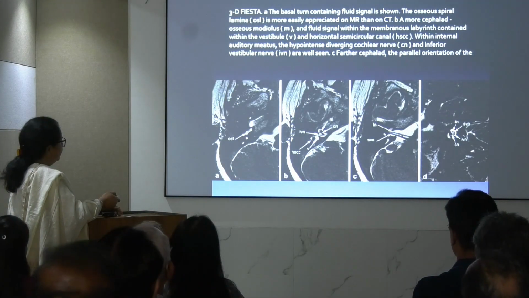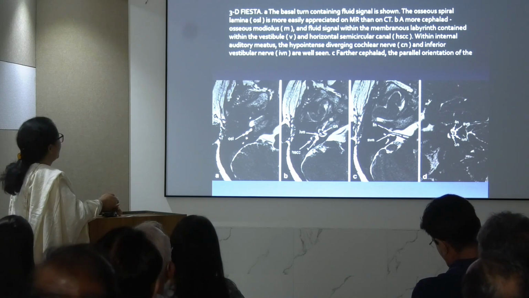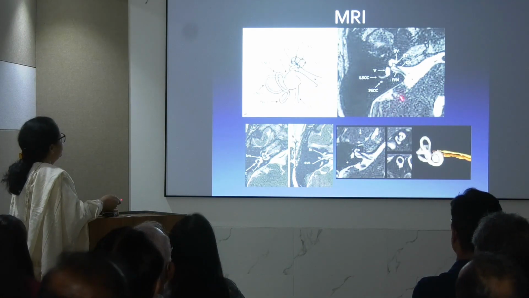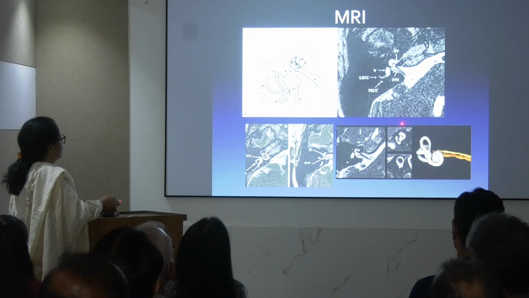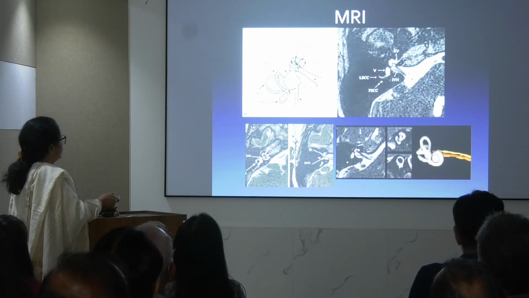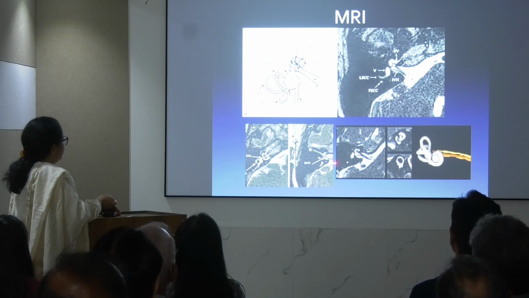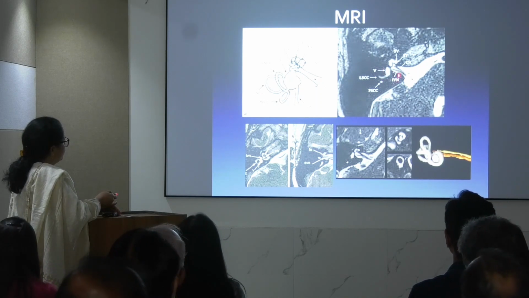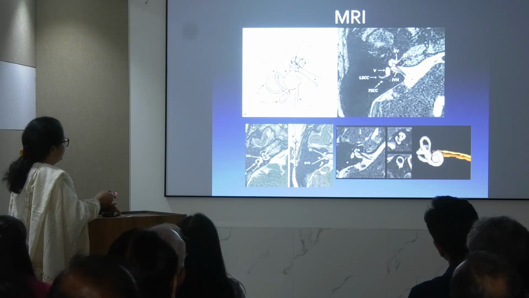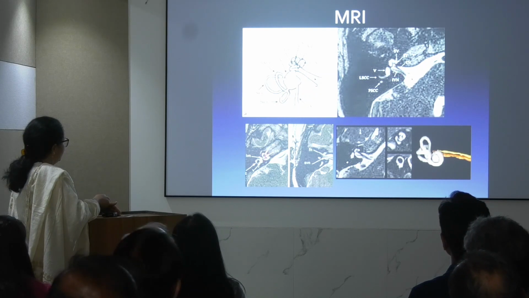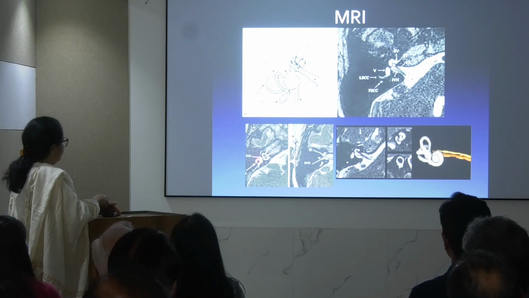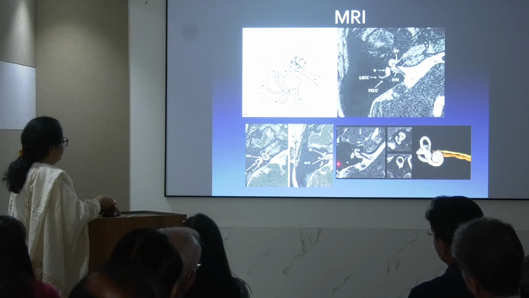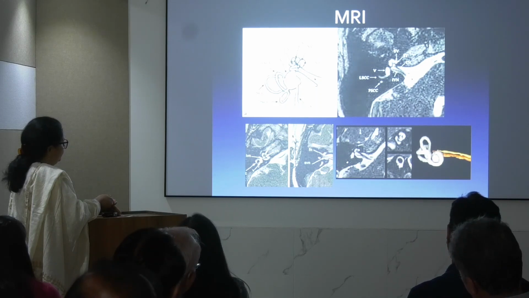With the FIESTA or heavily T2 weighted images, what we see is cochlea, semicircular canal, 7th, 8th nerve. So the 7th nerve will be seen in the higher cuts, cranially. So from caudal to cranial if we go, this is the inferior division of the vestibular nerve, this is the cochlear nerve at the level of lateral semicircular canal, and when we come cranially, we see the superior division of the vestibular nerve and the facial nerve.